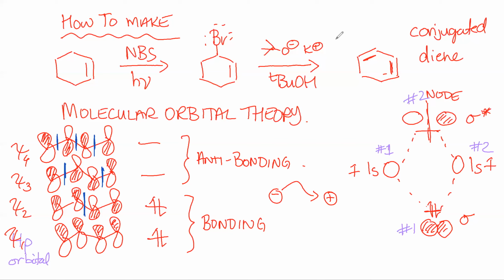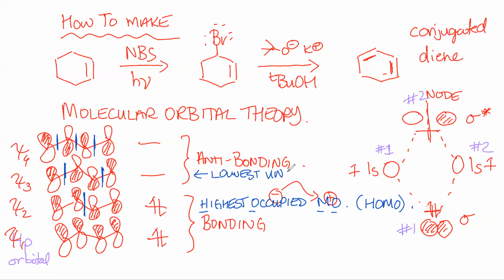So they've got little names. This one here is the highest occupied molecular orbital, the HOMO. And this one here is the lowest unoccupied molecular orbital, sometimes called the LUMO.